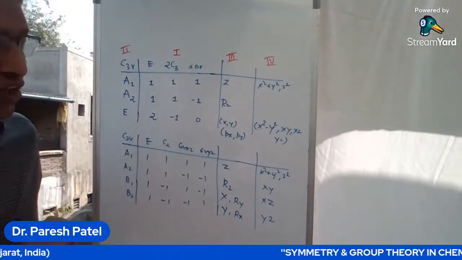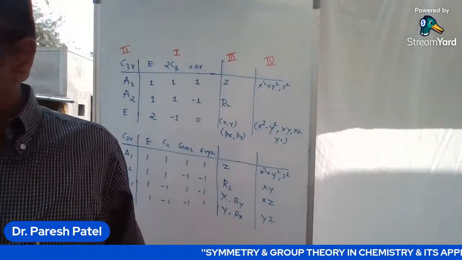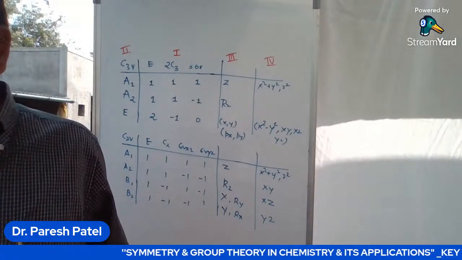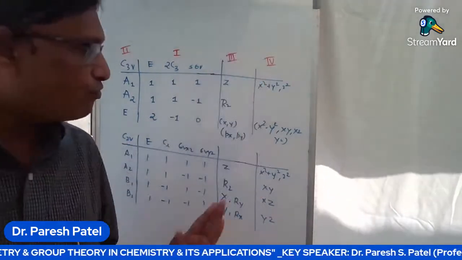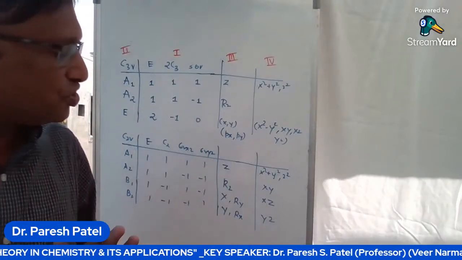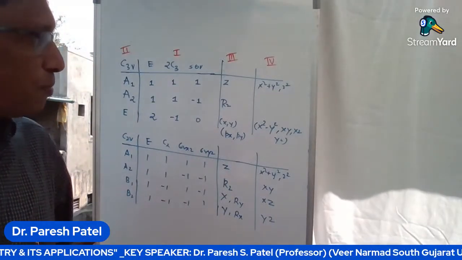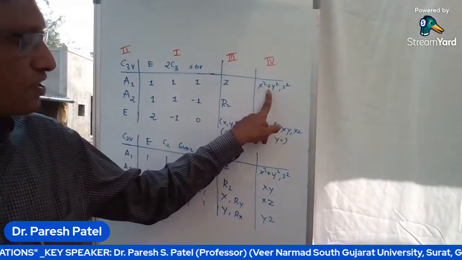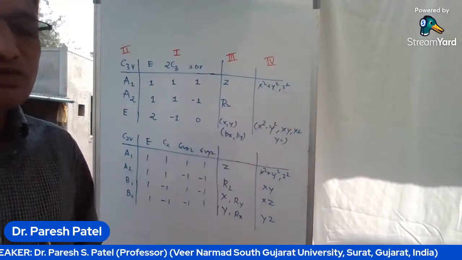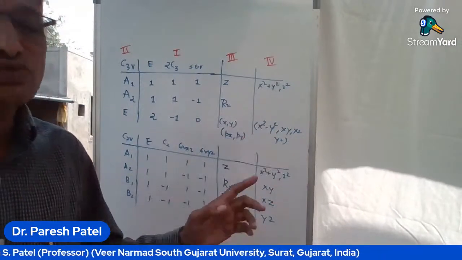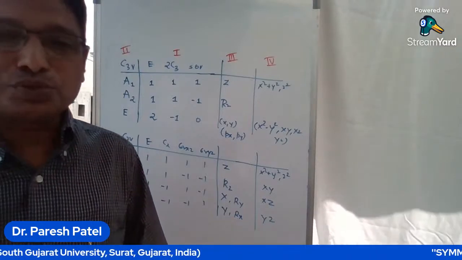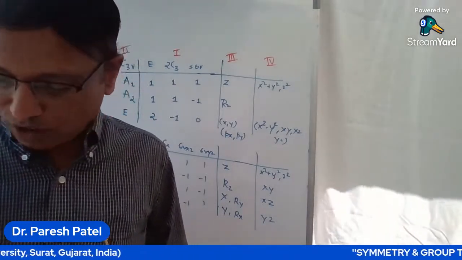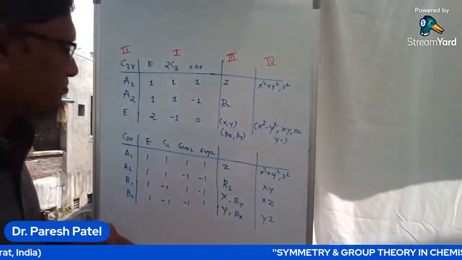So area number 3 corresponds to the p orbitals, and area number 4 represents the d orbitals, or we can say transformation properties: dx square minus y square, dz square, dxy, dxz, dyz, etc. So dear students, this is the explanation of the character table.